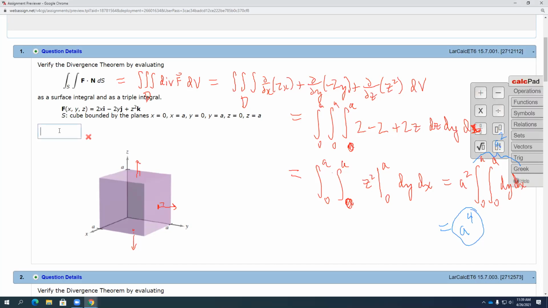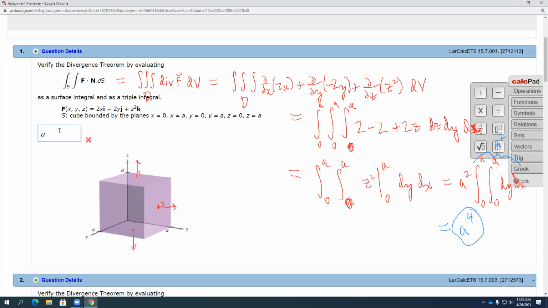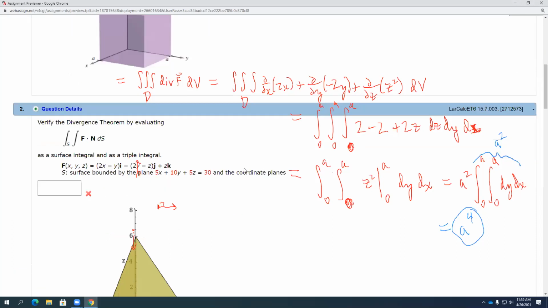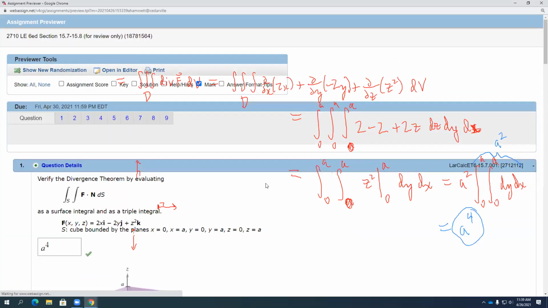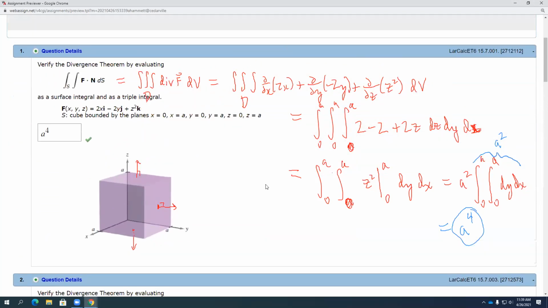Let's just make sure that we get the right answer here. A raised to the fourth. I always have to do this weird thing where I submit everything, just to see what's going on here. Yes, it says it's right. So there it is. The divergence theorem makes life a lot easier for sure. Any questions on that? Questions? Hopefully that makes sense.